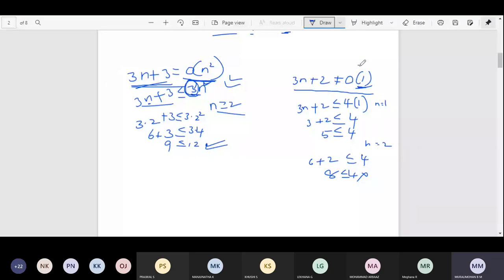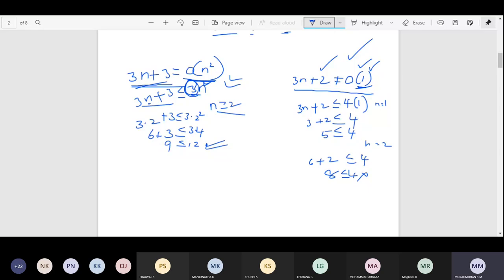No, because it is constant, we are having 1. Here we are having a constant, so this constant value will always be less than this. Whatever values you take, this will always be greater than this one. Hence we cannot prove this as big O of 1. Clear?